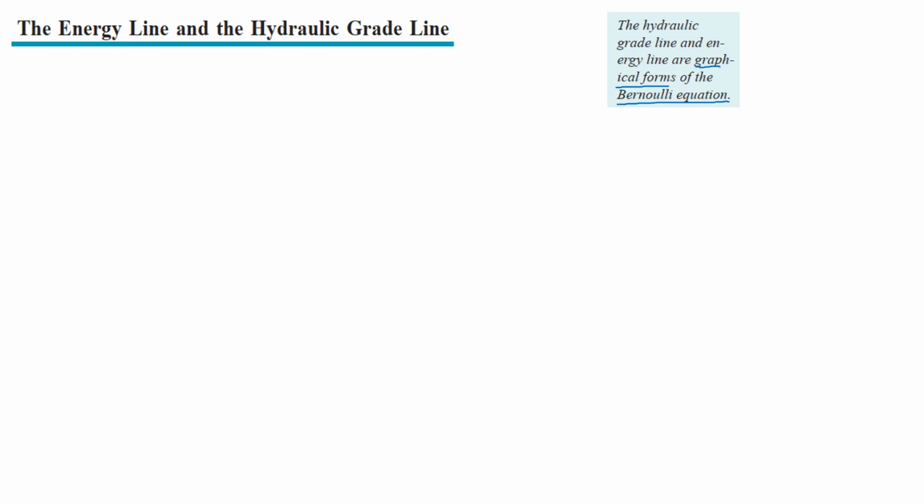So the hydraulic grade line and energy grade line are graphical forms of the Bernoulli equation. How is this a graphical form of the Bernoulli equation? This is our Bernoulli equation in terms of head. Now we have divided each term by our specific weight. So this is our pressure head, this is our velocity head, this is our elevation head, and this summation overall is equal to our total head.